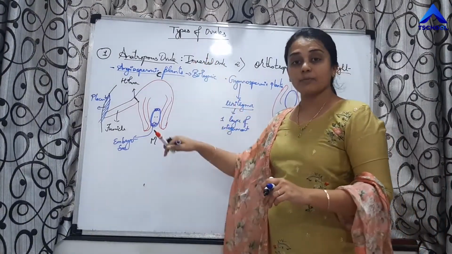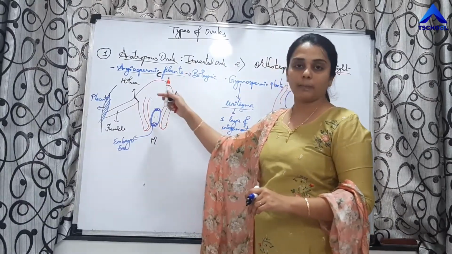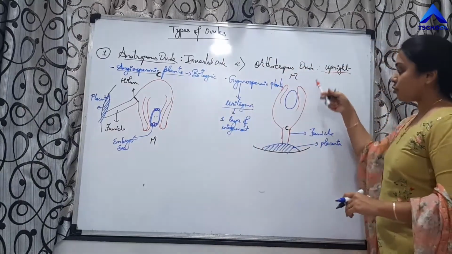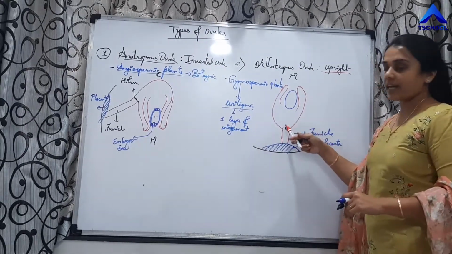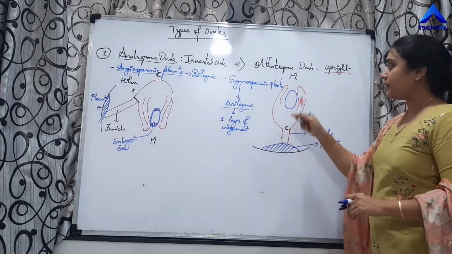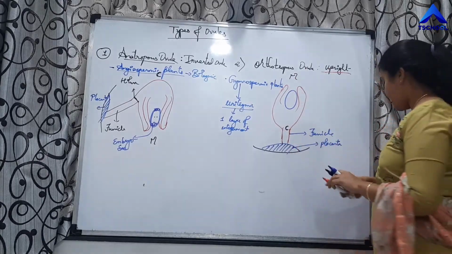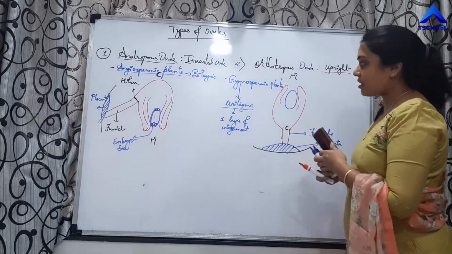Anatropous ovule is an inverted ovule with micropyle on the lower side and chalaza on the upper side. And orthotropous ovule is an upright ovule where funicle, chalaza and micropyle, all the three lie in the same plane. Micropyle is towards the upper side and chalaza is towards the lower side. This much is clear, right?